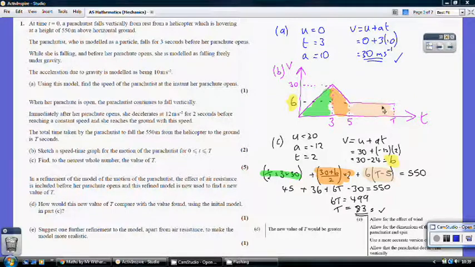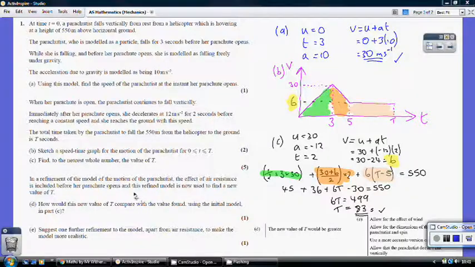And then the area of this rectangle is base, which is t minus 5 times 6. So adding those 3 together, that total area being the distance is 550. So working this through, t is my only unknown, so I can work out that t is 83 seconds.